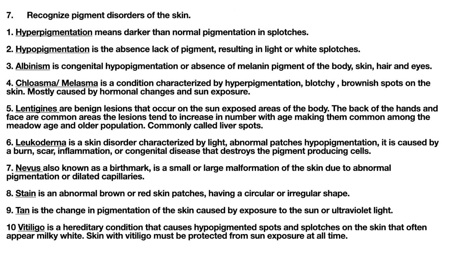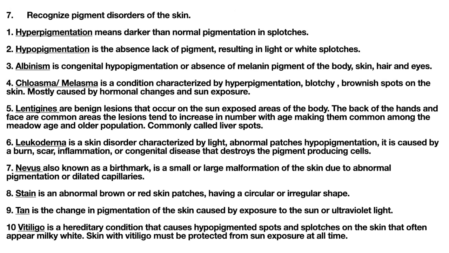Hypopigmentation, it is caused by a burn, scar, inflammation, or congenital disease that destroys the pigment-producing cells. Number 7, nevus, also known as a birthmark, is a small or large malformation of the skin due to abnormal pigmentation or dilated capillaries. Number 8, stain is an abnormal brown or red skin patch having a circular or irregular shape. Number 9, tan is a change in pigmentation of the skin caused by exposure to sun or ultraviolet light.